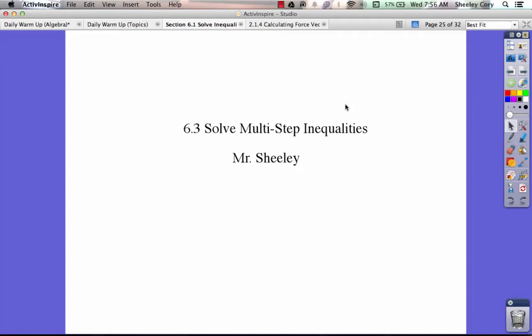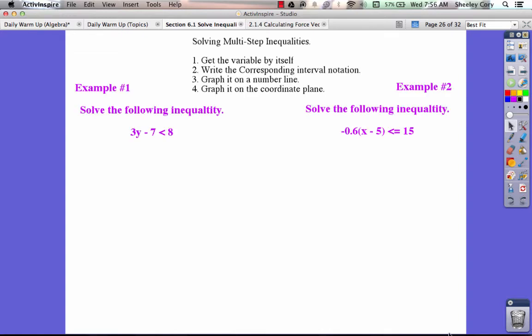Alright, today's lesson is going to be on 6.3, solving multi-step inequalities. When you solve a multi-step inequality, it's no different than the inequalities that we've been solving, except now you have multiple steps to it, just like multi-step equations. So you're just going to solve this exactly like you'd solve an equation. The only difference being now you have a greater than, less than or equal, or greater than or equal sign.